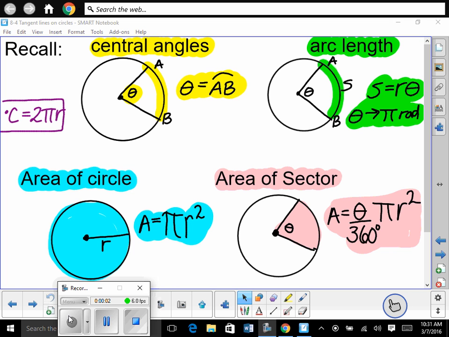Circles unit. This is everything we've learned so far. You don't need to take notes on this, but you do need to look up here and watch. Okay, so this is everything we've learned so far.